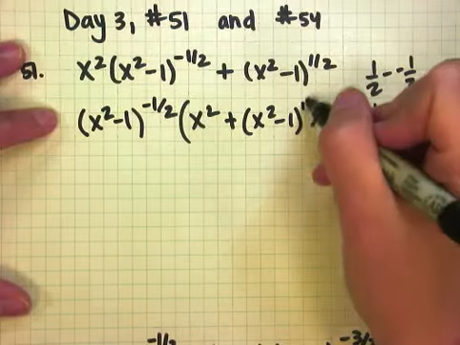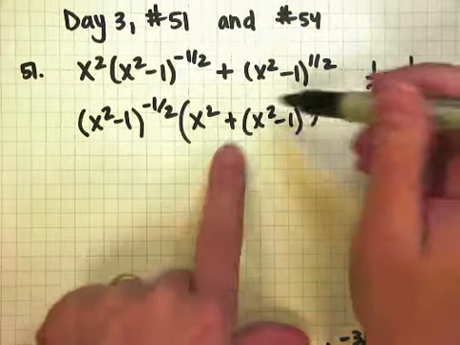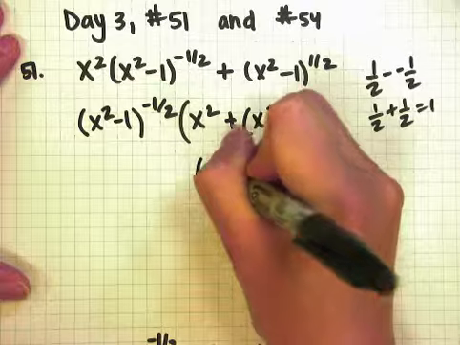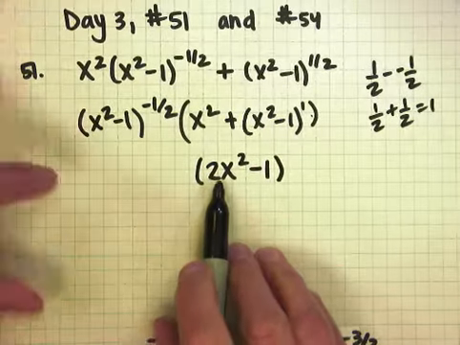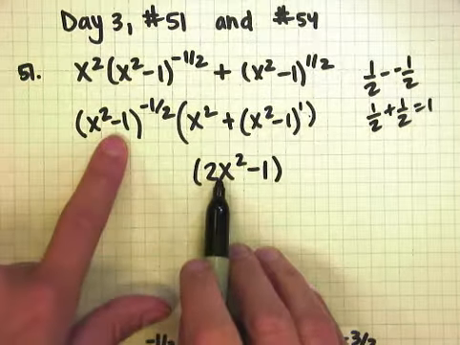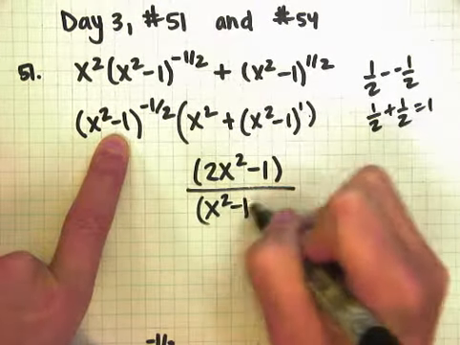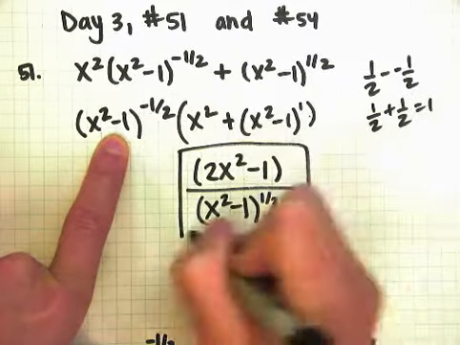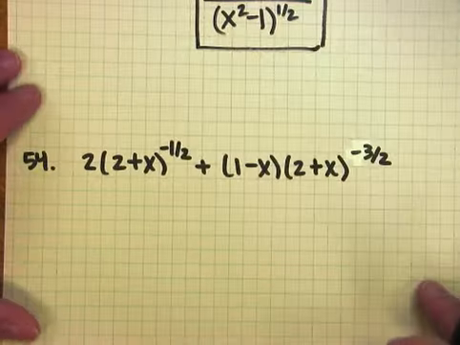Now, the first power doesn't really do anything. It's just itself. So I no longer need the parentheses here. This is just x squared plus x squared minus 1. So this is 2x squared minus 1, since x squared plus x squared is 2x squared. And since this has a negative exponent, I'm going to bring it to the bottom, and that gives me x squared minus 1 to the 1/2 power in the denominator. And we are finished. On this problem, it's the same thing.